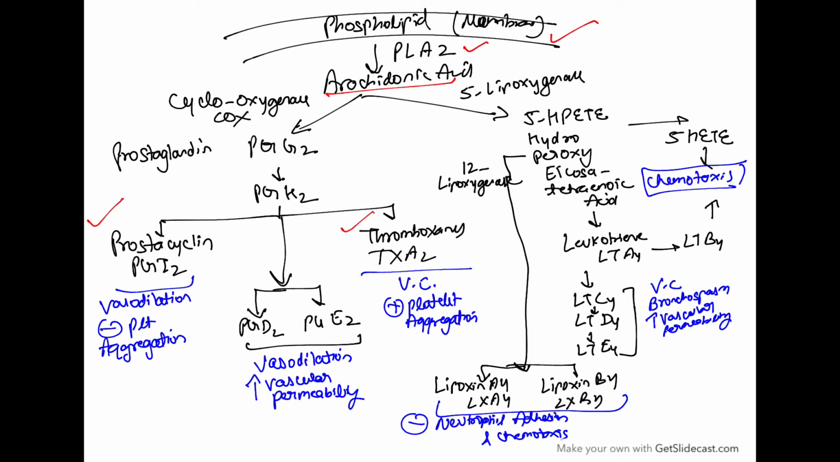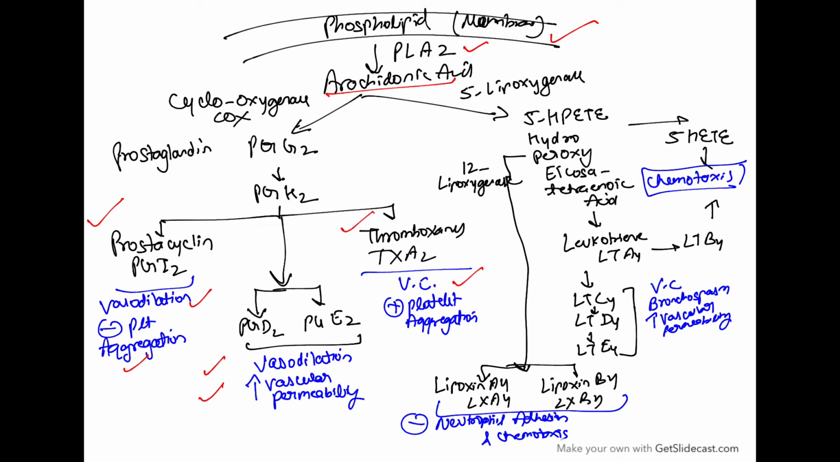Now, prostacyclins and thromboxanes have opposite actions. Prostacyclin acts as a vasodilator, while thromboxane acts as a vasoconstrictor. Prostacyclin inhibits the platelet aggregation, while thromboxane stimulates the platelet aggregation. While prostaglandins PGD2 and PGE2 cause vasodilation and increase the vascular permeability.